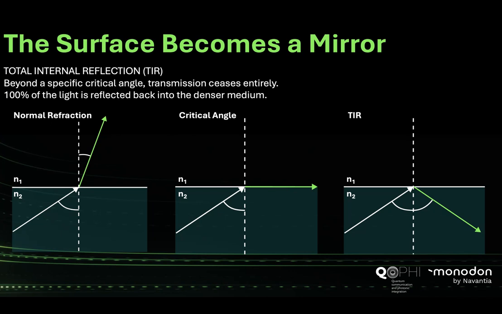When light travels from a denser material to a less dense one, it bends away from the normal. But if the angle is large enough, beyond what we call the critical angle, something interesting happens. Instead of passing through the boundary, the light completely reflects back inside the material. This means that none of the light escapes, it's 100% reflected. This principle is what allows us to trap light inside fiber optics.